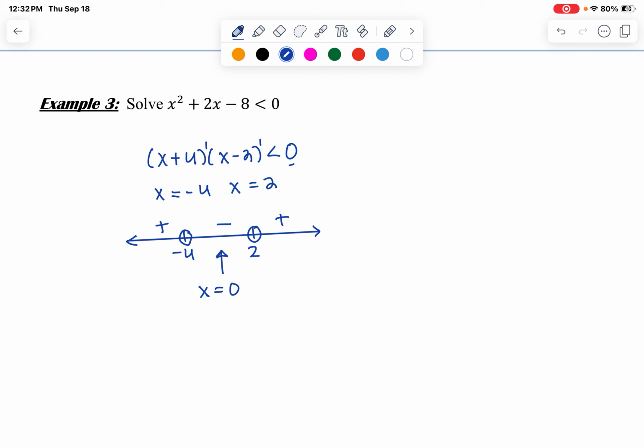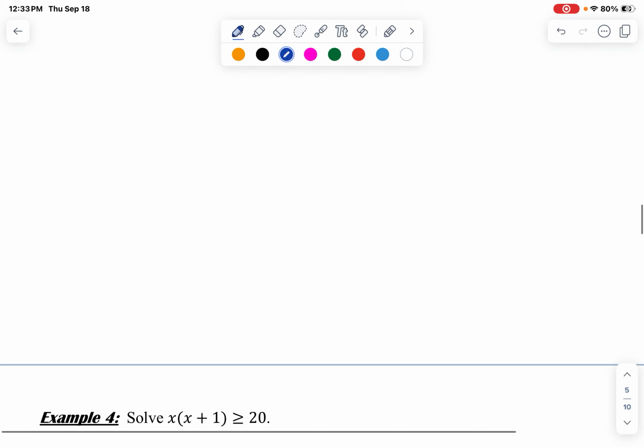Now look at your inequality symbol. I want to know where the values are less than 0. Less than 0 are negative values. So my solution set is -4 to 2, not including -4, not including 2. So notice the shortcut is a very big shortcut.